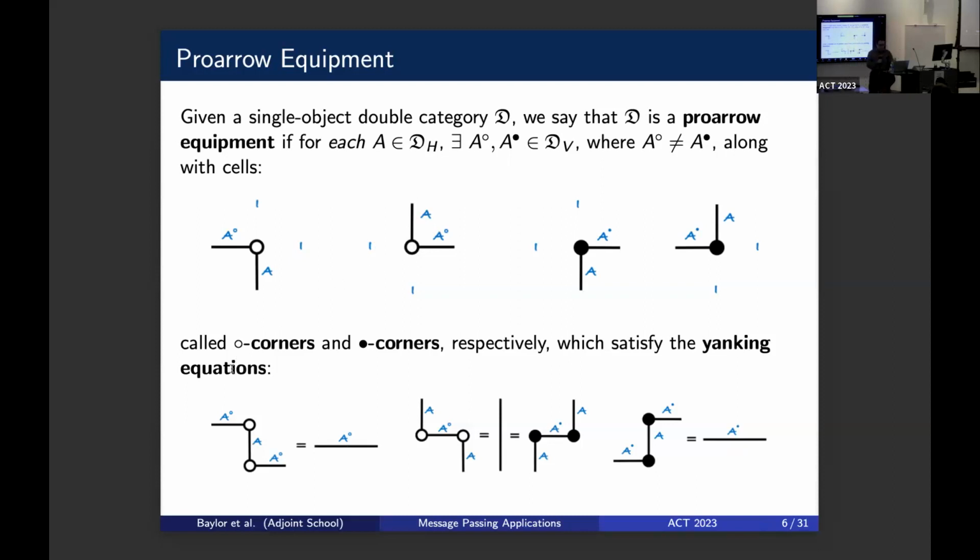And these corners need to satisfy a handful of what we call yanking equations, and they actually have a very natural interpretation. So for example, this one on the far left is just saying that if we receive info A from the right, and then we send A from left to right, then it's like doing nothing, which is sort of what we would expect.